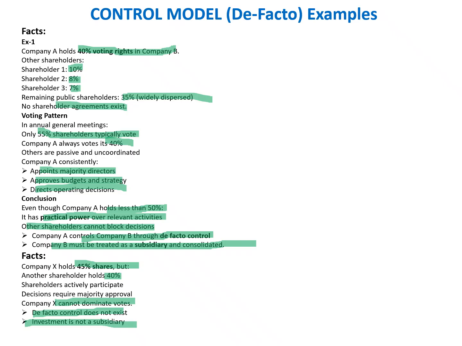So which means that we have two sets of shareholders. One shareholder has 45%, another has 40%. Both are equally participating in voting. Nobody is dominating the decision, and the decisions require majority approval from all the shareholders. And in this case, even though a 45% stake is there, still they cannot be assumed to have de facto control over the other company, and hence it will normally be reported as an investment in associates. So we'll move to the next slide.